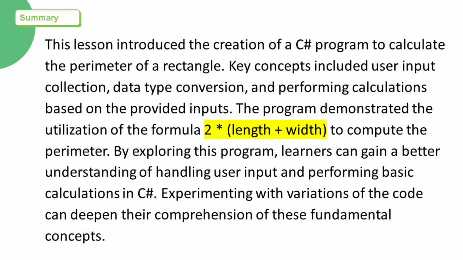This lesson introduced the creation of a C# program to calculate the perimeter of a rectangle. Key concepts included user input collection, data type conversion, and performing calculations based on the provided inputs. The program demonstrated the utilization of the formula 2 * (length + width) to compute the perimeter. By exploring this program, learners can gain a better understanding of handling user input and performing basic calculations in C#. Experimenting with variations of the code can deepen their comprehension of these fundamental concepts.